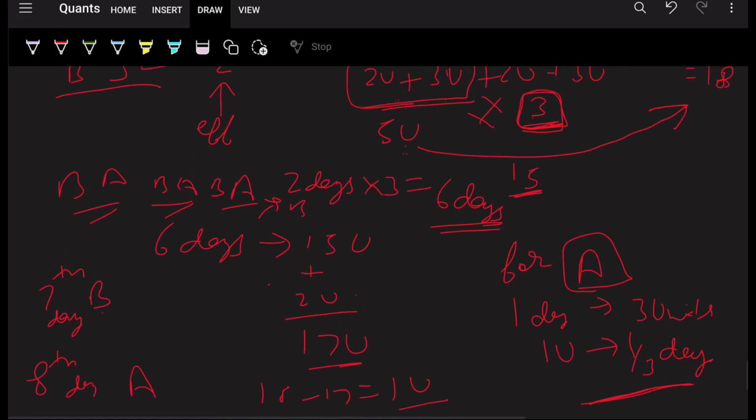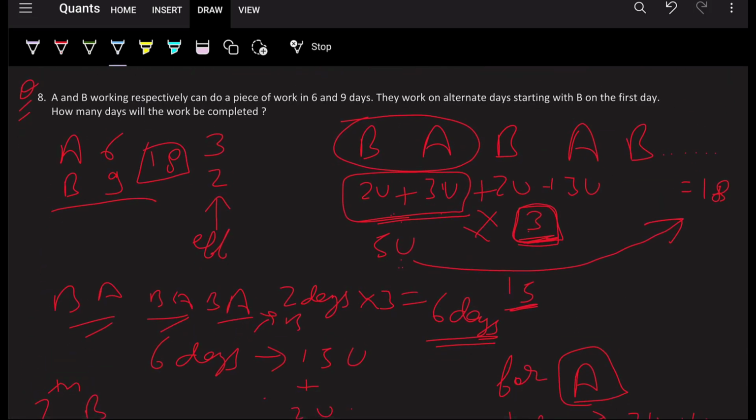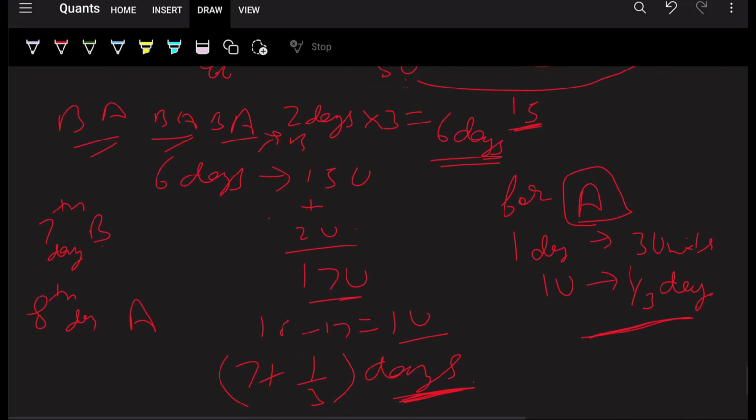So if we have to understand again, it is going in this manner. We have calculated the efficiencies of A and B, and they have come as 3 and 2 respectively. Now they are working alternately, starting with B on the first day. So B, A, it will go in this manner. 2 units plus 3 units plus 2 units plus 3 units. So 5 units plus again 5 units plus again 5 units, and it will come to 15 units. Now how many days are completed till now? 5 into 3, that is equal to 15 units of work completed. And how many days? 6 days. Why? 2 days, 2 days, again 2 days. So 6 days have been completed and 15 units of work is completed.